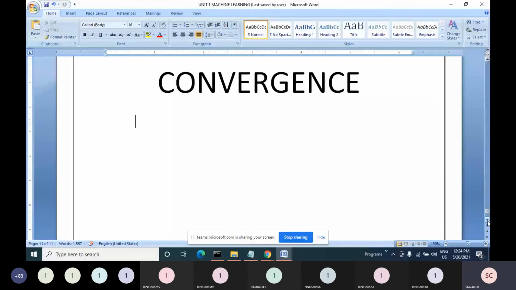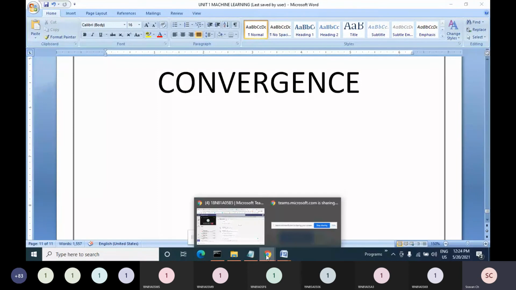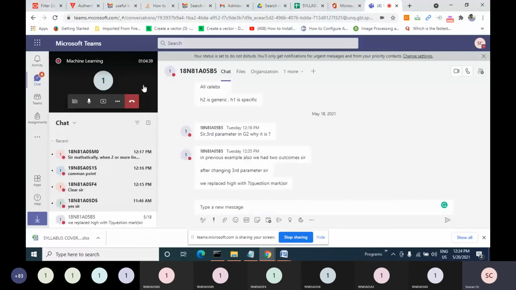training, finally we will get one perfect hypothesis, which will be the most accurate solution to that particular problem. So convergence means reaching a common point, or reaching the most accurate hypothesis. That is called convergence. Is the word convergence clear to everyone? Please let me know.